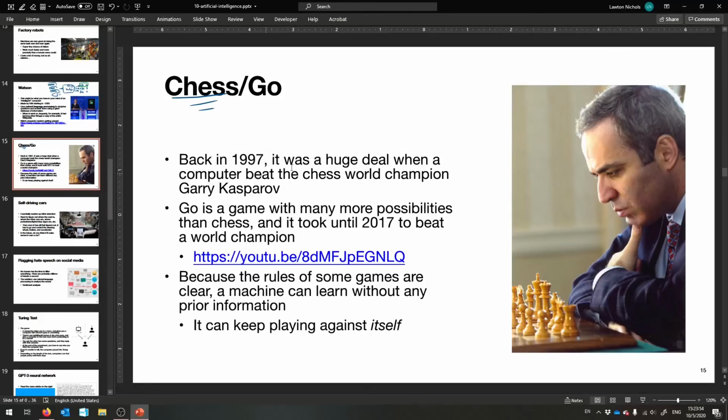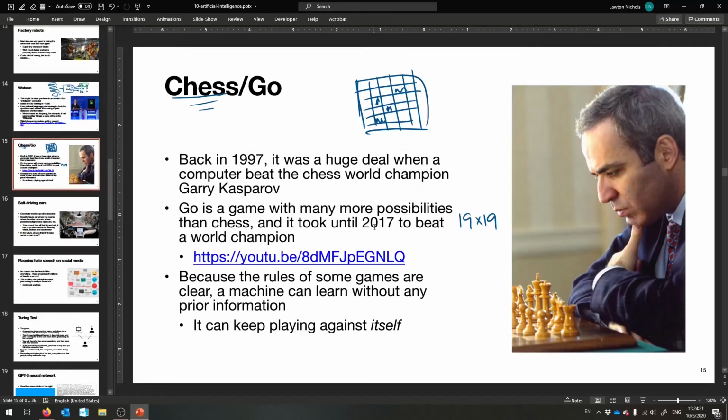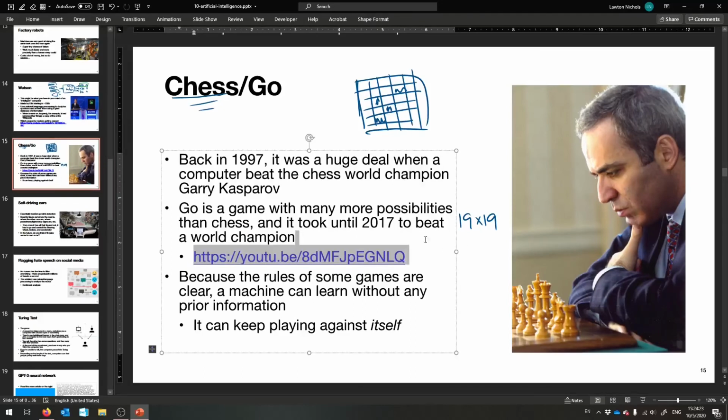Okay? And more recently, we've been doing the same thing with Go. So with a checkerboard or a chessboard, you only have so many squares, right? Not a whole lot. It's like 8 by 8 or something like that. Go, if I remember correctly, is 19 by 19. It's a board game. And so there's a million more possibilities, or several million, billion, trillion more possibilities, that is. And it took until 2017 to beat a world champion there. And here's a video of that I probably would have shown in class if we were there.